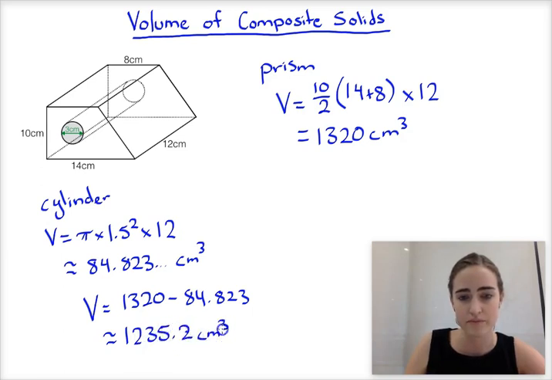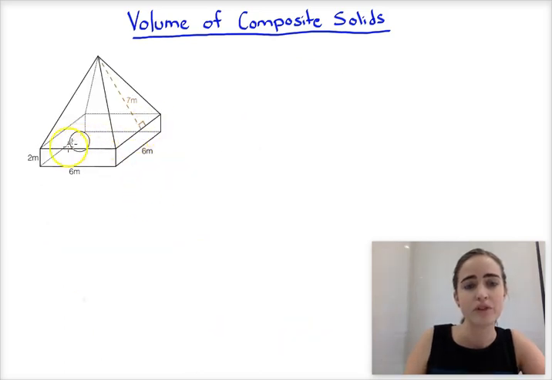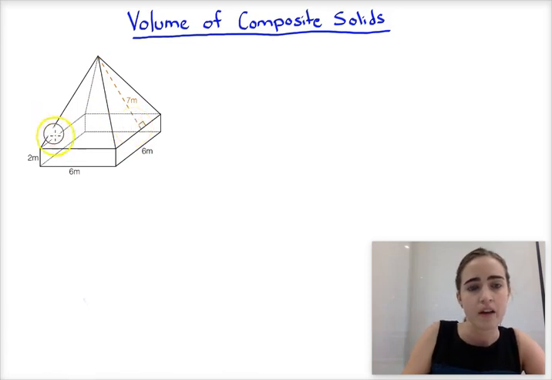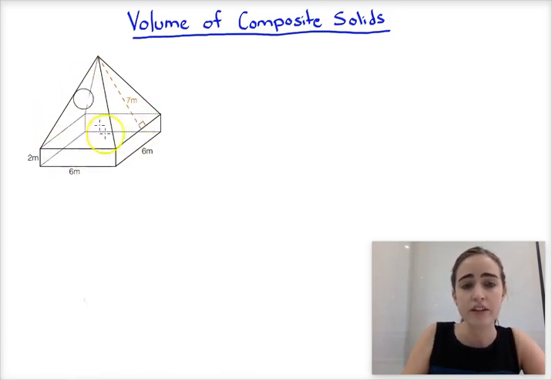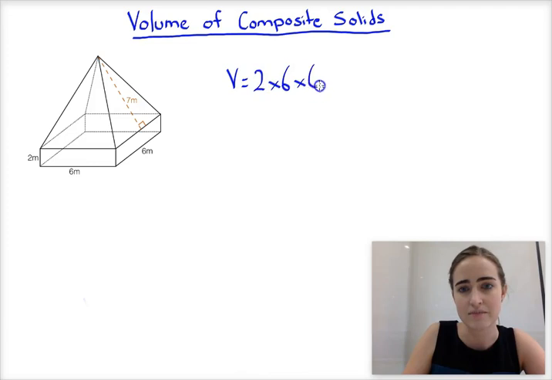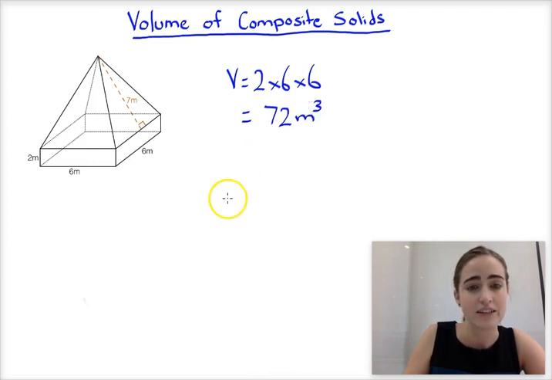In our second example, we've got this rectangular prism on the bottom with a pyramid on top. So what we're going to do, again, is find each of the volumes separately, and then add them together. So if we find the volume of this bottom prism first, the volume would be equal to 2 times 6 times 6, which would give us 72 metres cubed. So that one's fairly standard.